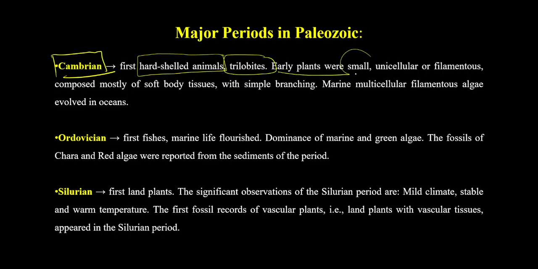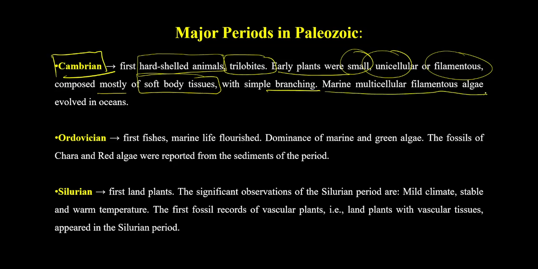Early plants were small, unicellular, filamentous, and composed mostly of soft-bodied tissues, with simple branching, and marine multicellular filamentous algae evolved in oceans. When we talk about the land plants, they were very small, unicellular, filamentous, and soft bodied, but marine multicellular filamentous algae evolved in the oceans in this period.